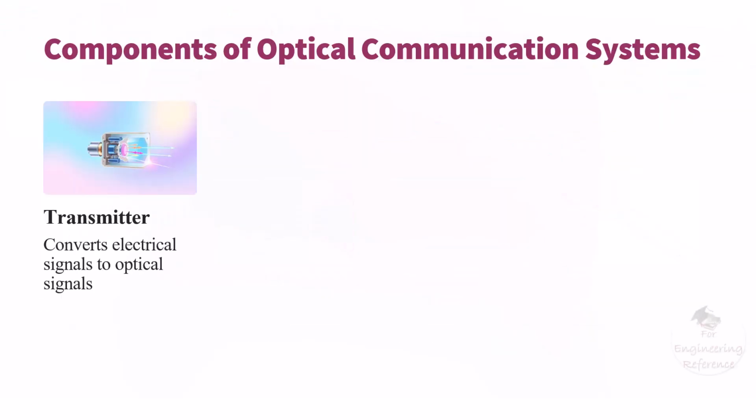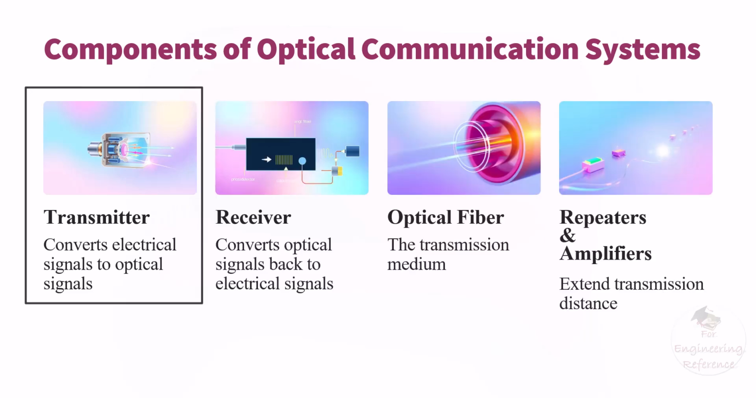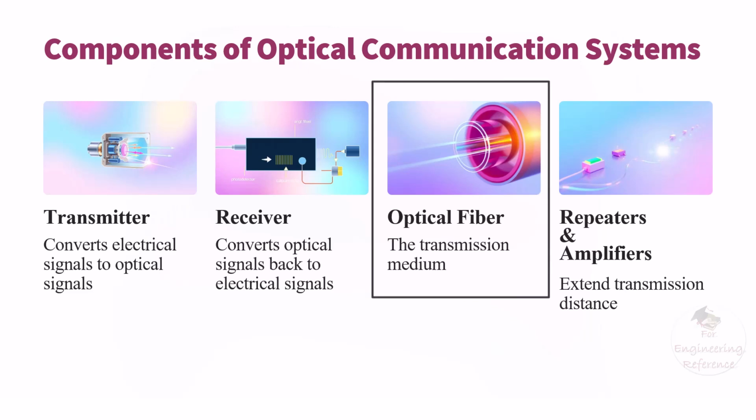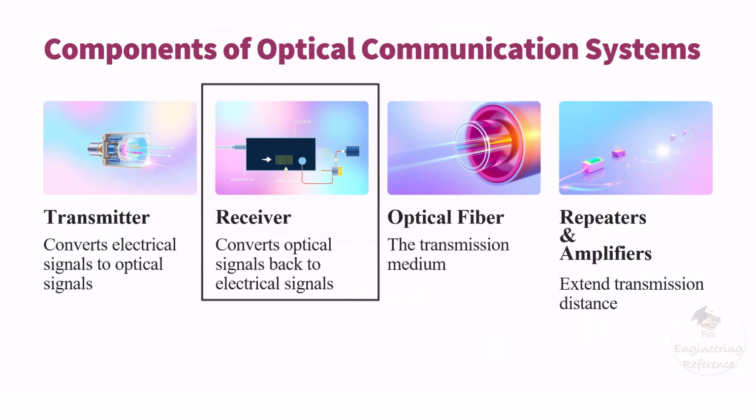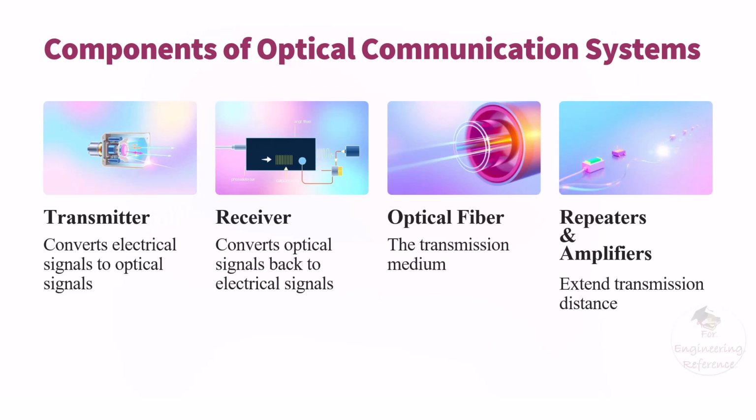Components of optical communication systems. These systems include transmitters that convert electrical signals into optical ones, optical fibers as the transmission mediums, and receivers that convert the signals back to electrical form. To extend transmission distances, amplifiers like EDFAs are used to boost the signal strength.